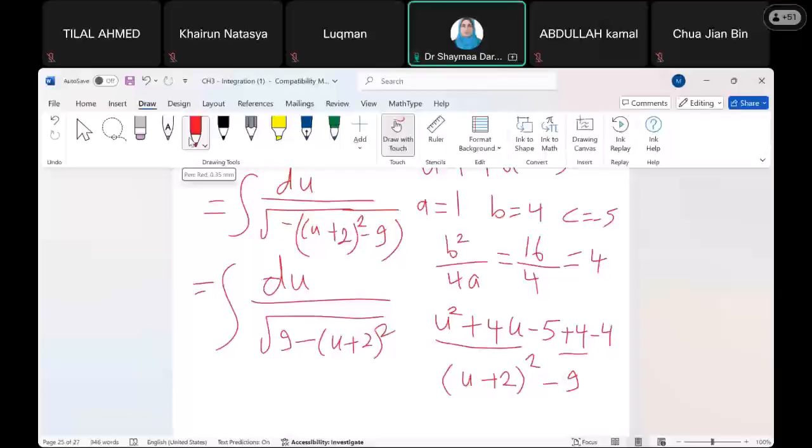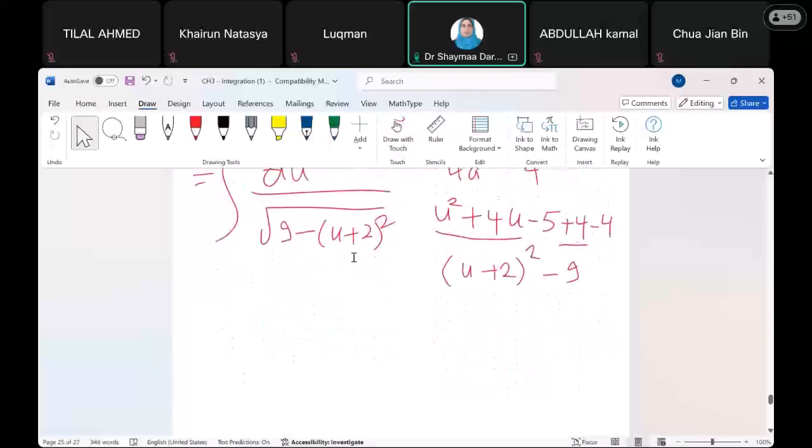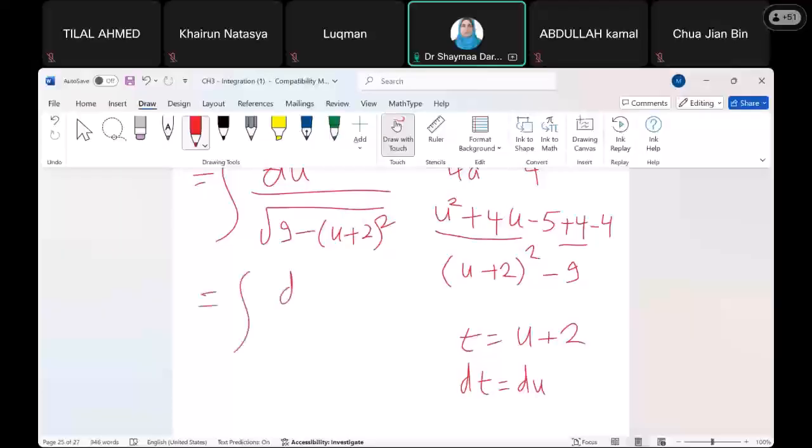Okay, now you can apply the formulas because we have a constant and a quadratic expression under the square root without a linear term. Okay, this one has to be replaced by a variable square. Let it equal t, sorry. Make t equal u plus 2, then dt is du. So this is equal to dt over square root of 9 minus t squared.